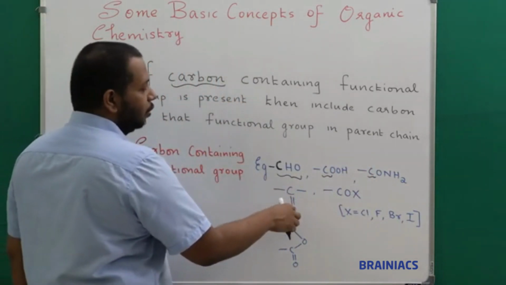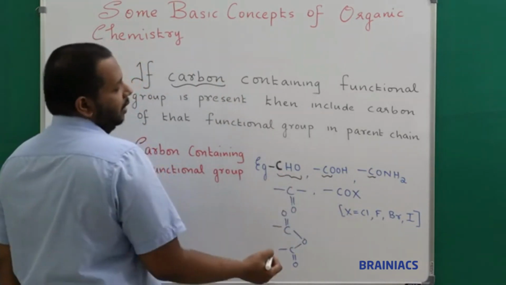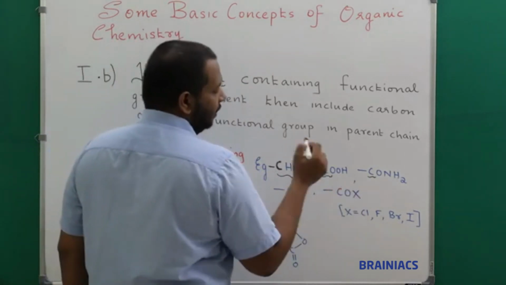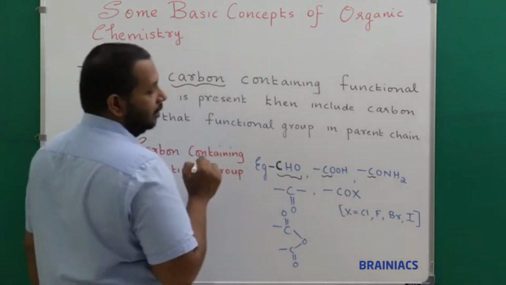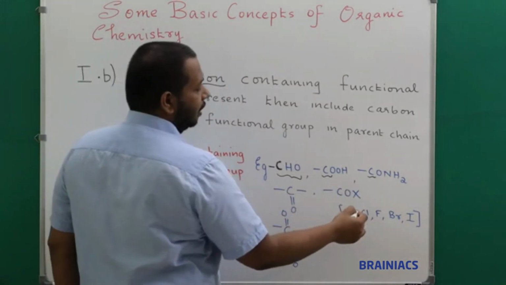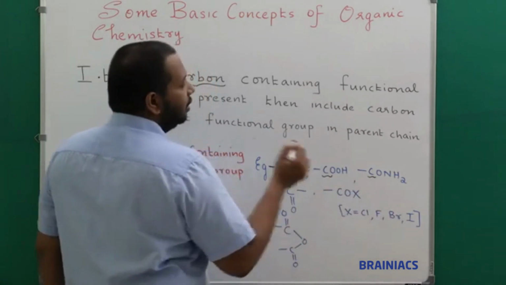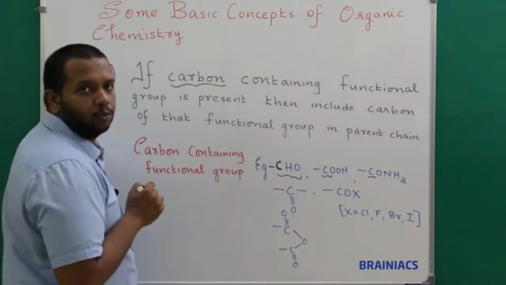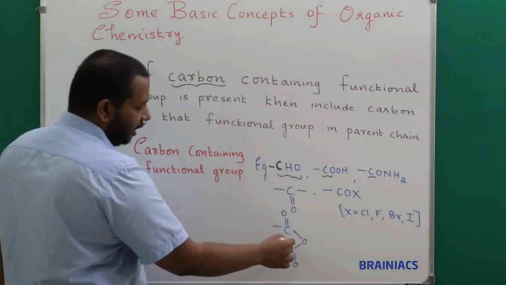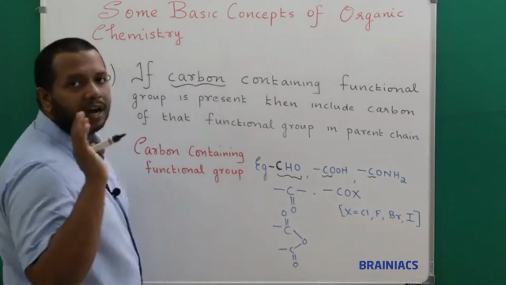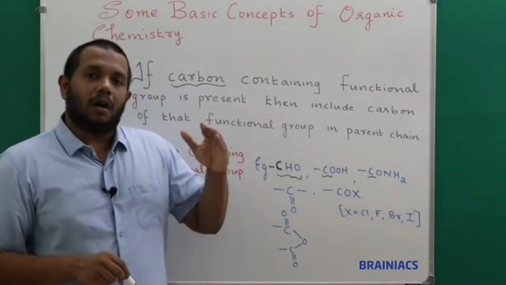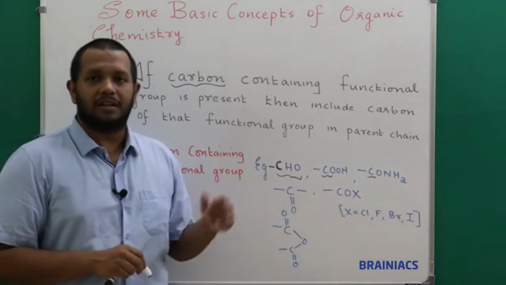And C double bond O, that is the carbonyl group, is also a carbon containing functional group. The next one, COX, is carbonyl halide, or acyl halide, where X stands for fluorine, chlorine, bromine or iodine; that is also a carbon containing functional group. And in the last one, you could see a carbonyl group C double bond O linked with oxygen, again a carbonyl group, and this group is called the anhydride group, which also has carbon present in the functional group.